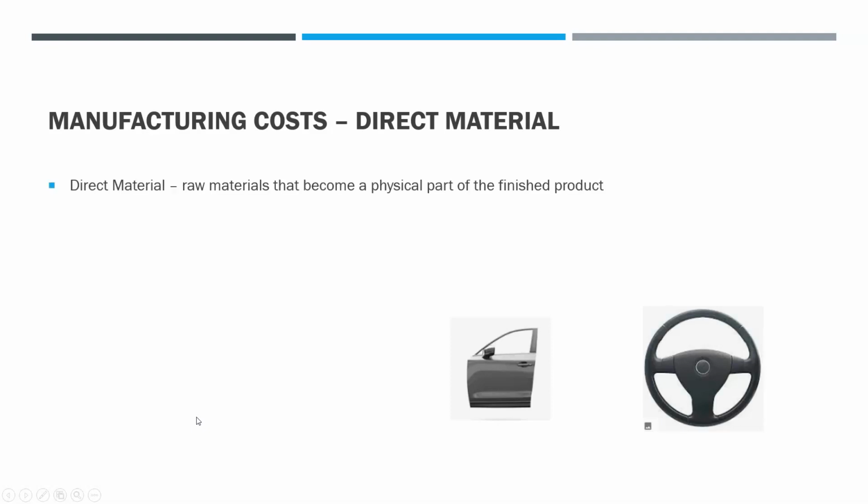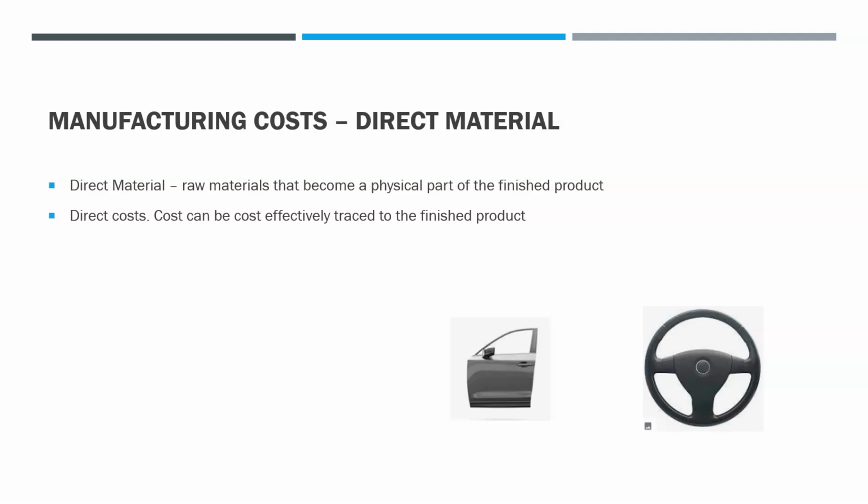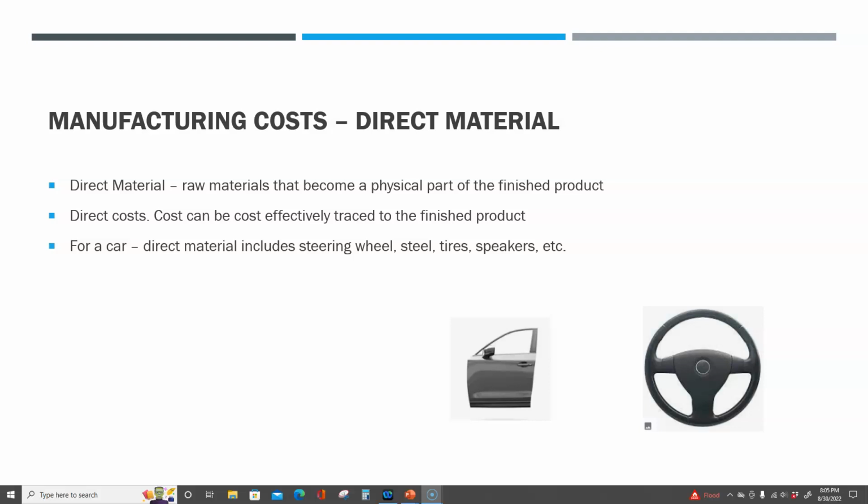Direct material is raw materials that become a physical part of the finished product. So these are costs that are direct, and these costs can be cost effectively traced to the finished product. For example, if our cost object is a car, direct materials would include the steering wheel, the steel that goes into making the car, tires, speakers, etc. So if there is any material or any component that's in the finished product, that is called a direct material.